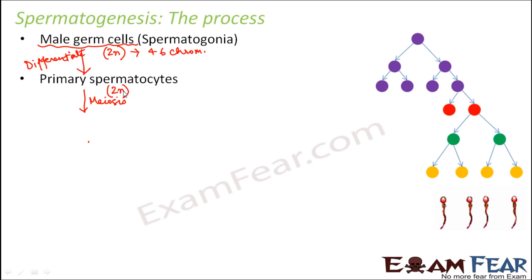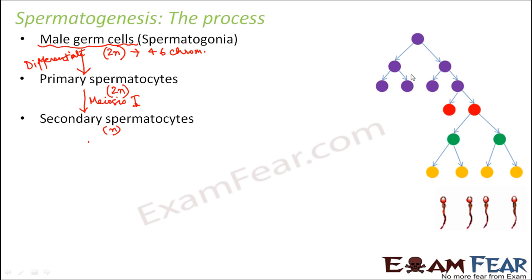Now as we all know, in meiosis we have two phases, right? Meiosis 1 and meiosis 2. So initially it undergoes meiosis 1, and the result of that is secondary spermatocytes which are haploid, because meiosis being reductional division, the chromosome number will reduce to half. So these secondary spermatocytes will be haploid, and how many secondary spermatocytes are formed? 2 secondary spermatocytes are formed.